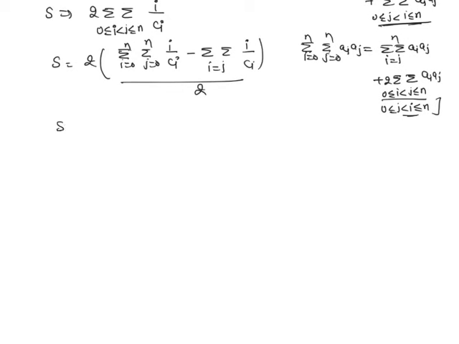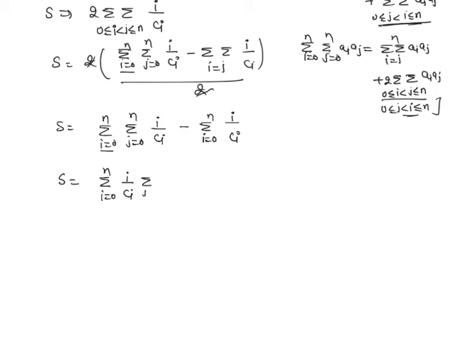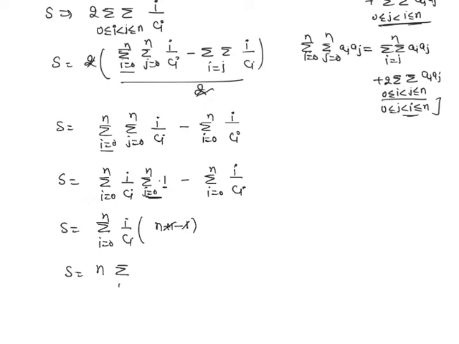So S equals, 2 is getting cancelled, sigma i = 0 to n, sigma j = 0 to n, i/nCi minus sigma i = 0 to n, i/nCi. So S equals sigma i = 0 to n, i/nCi into sigma j = 0 to n of 1, minus sigma i = 0 to n, i/nCi. We can take sigma i = 0 to n, i/nCi as common. This will come out: sigma j = 0 to n of 1 is n + 1, minus 1. So S equals, 1 getting cancelled, n is outside, sigma i = 0 to n, i/nCi.